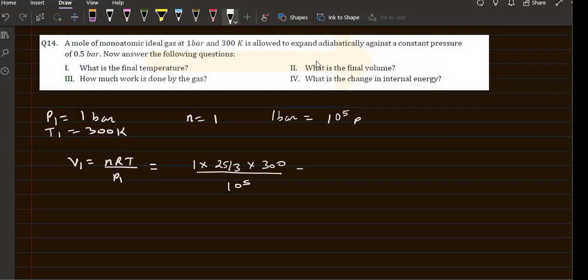So if you calculate, you will get something. So we can calculate: 3 will get cancelled, 100 will get cancelled. It is easy. It will be 0.025 meter cube. Yes or no? This is your V1. Yes or no?